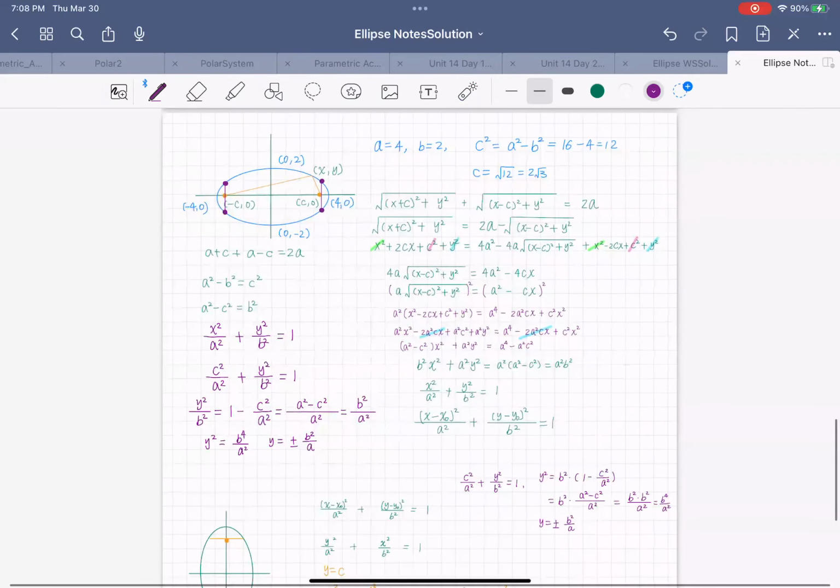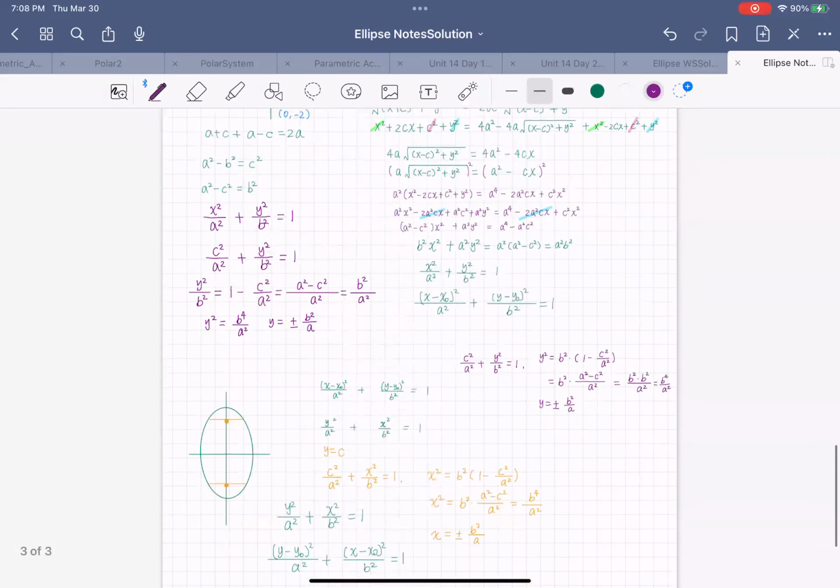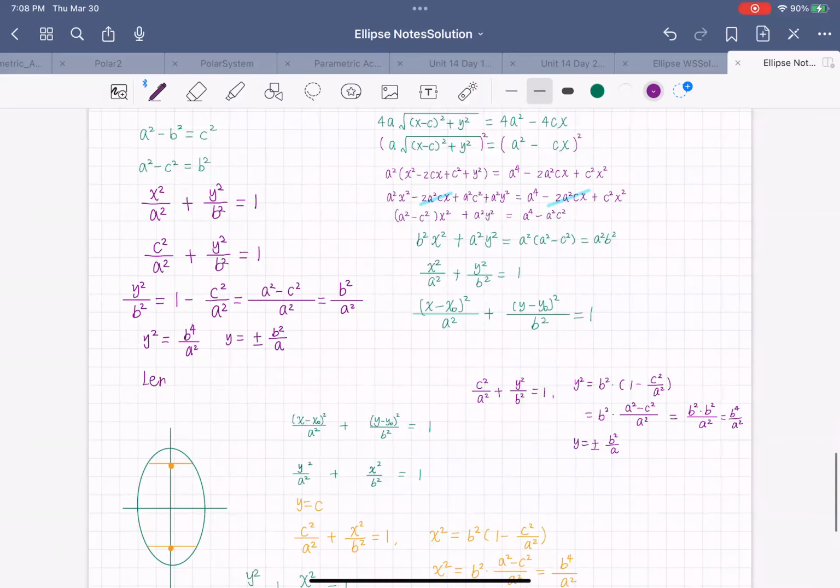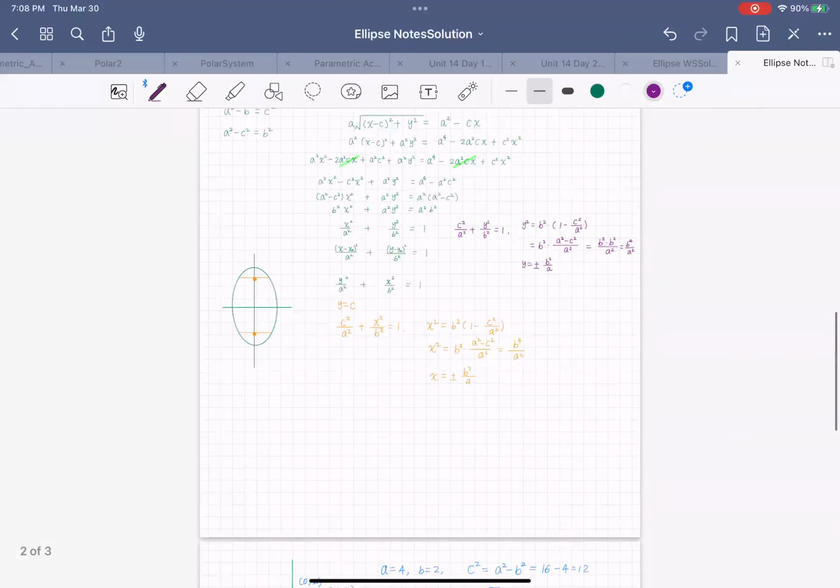Now, that is saying this part is positive b squared over a, the y value. This is negative b squared over a. Same thing for here. Positive b squared over a, negative b squared over a. This length is going to be 2b squared over a, right? The latus rectum length is going to be 2 times b squared over a. Correct?